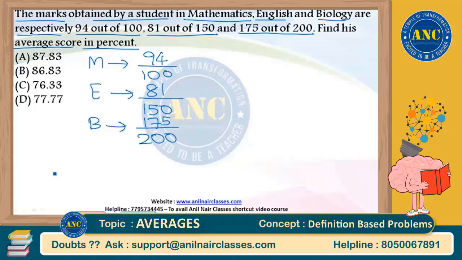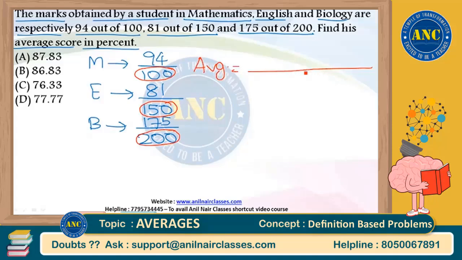Now I have seen so many students doing this kind of methodology and wasting time. They have denominators as 100, 150 and 200. They will try to take the LCM and make the common denominator. All these things you can do, but it is not required, sir. You can just do it very easily and get the answer very fast.